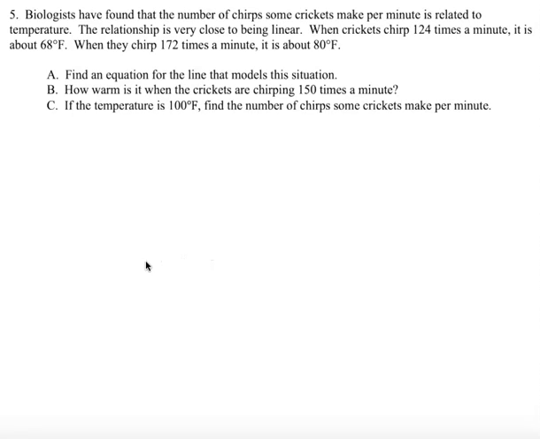Alright, so this is an example of a linear equation word problem. Let's see what kind of information they give us. In this linear equation word problem, they can either give me a slope and a point, allowing me to write an equation, because letter A says find an equation that models the situation. Or they give me 2 points, which allows me to find the slope, and then use point slope.